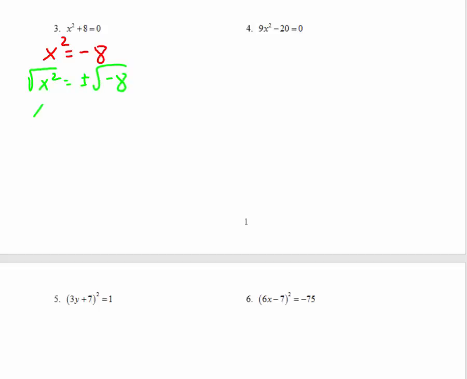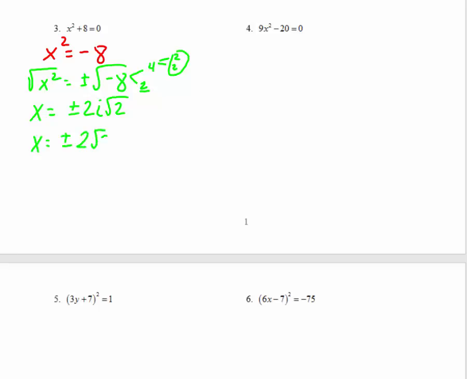On the left-hand side, the square and the square root just cancel each other out. Plus or minus, well, we learned that when there's a negative under a square root, there should be an i that comes out, because i is representing the square root of negative 1. 8 is 4 times 2, and 4 is 2 times 2. So 2 is also going to come out, and what's left underneath is a 2. So we end up with x equaling plus or minus 2i square root of 2.